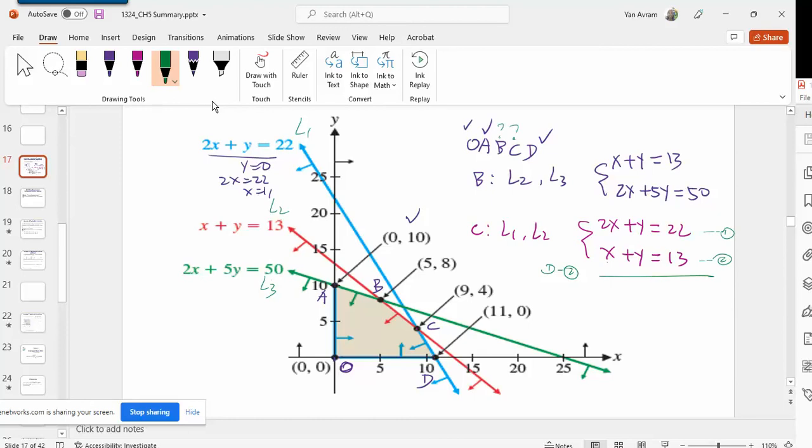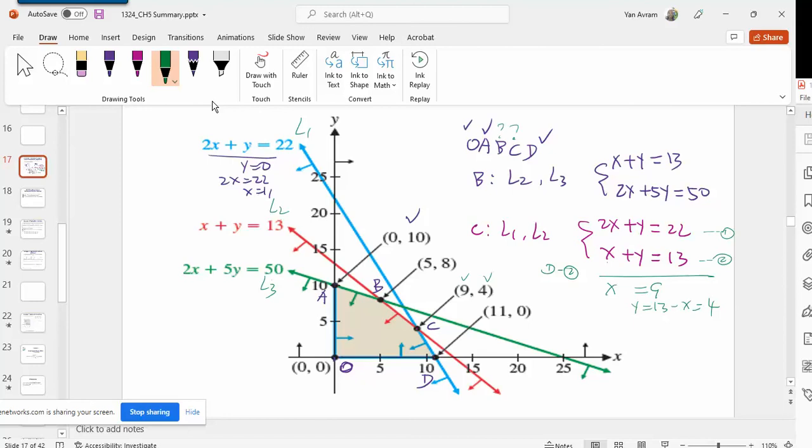So using 1 minus 2, 2x minus x will be 1x. y minus y is 0. And then 22 minus 13 is 9. So I have x equal to 9 already. And then x plus y equal to 13, so y will be 13 minus x, and x equals 9, so y will be equal to 4. So that is how you find this intersection point. For C it is 9 and 4, right?